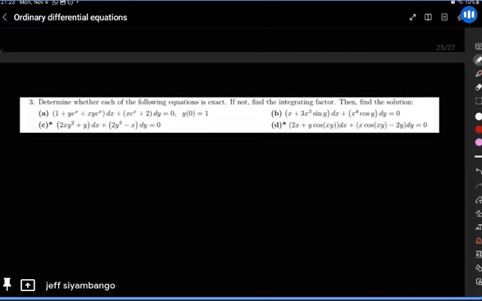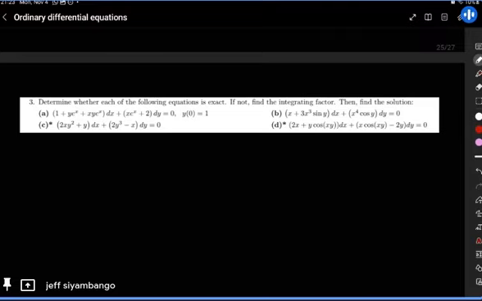Okay, so in this case, we want to determine whether the following equations are exact. If they are, if not, we want to find the integrating factor and find the solution. So here we won't go all the way to find the integrating factor. All we want is to solve exact differential equations, so we'll restrict ourselves to the ones that are exact in finding how to solve them.